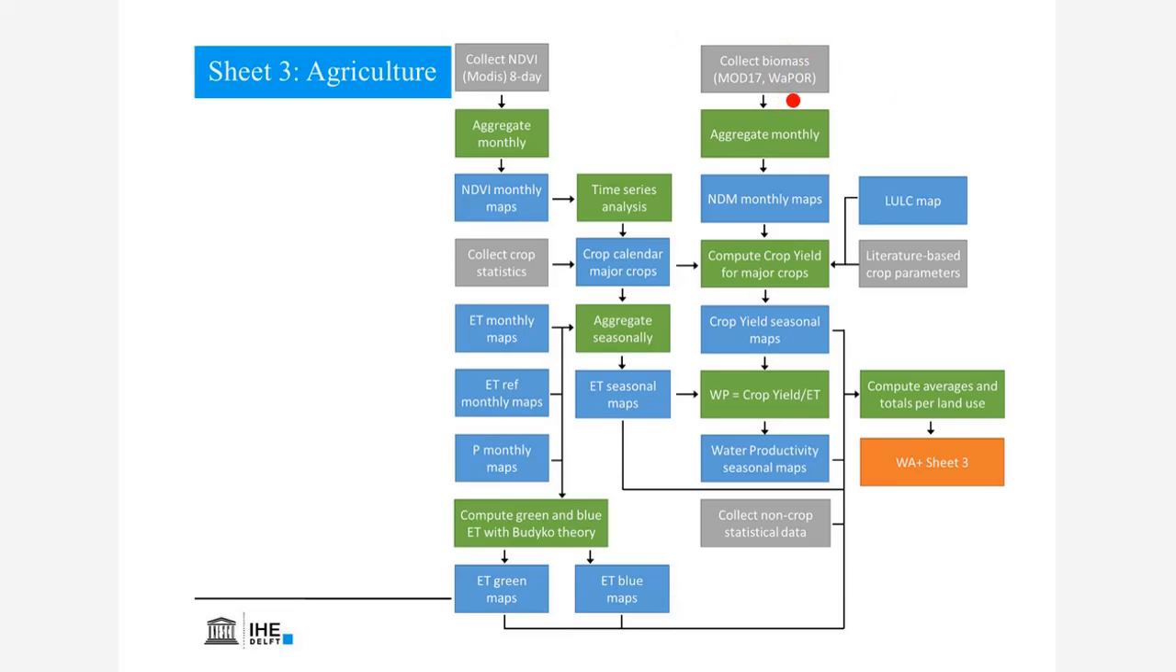The same for biomass, we aggregate monthly, and then we compute the crop yield, or we just keep the biomass per season. Together with the land use, we get the statistics, and with ET and the crop yield, we can estimate the water productivity, and then we compute averages per land use, and then we come up with sheet 3.